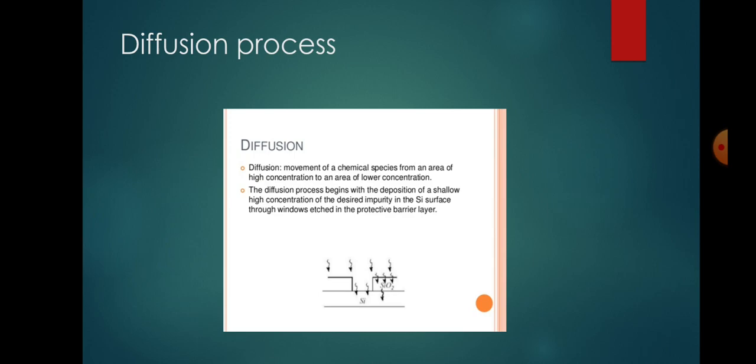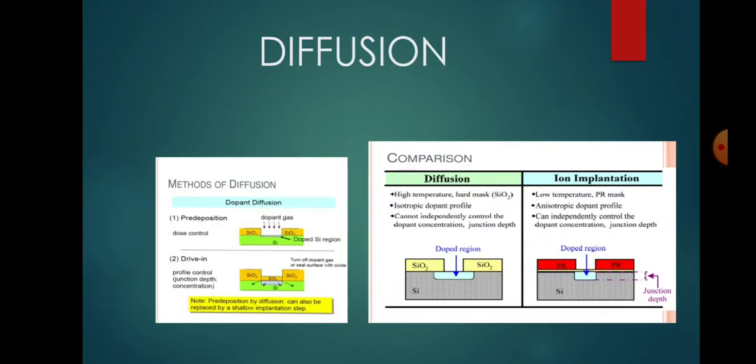The diffusion process begins with the deposition of a shallow high concentration of the desired impurity in the silicon surface through windows etched in the protective barrier layer. The different methods of diffusion are discussed over here. In the pre-deposition, we have the dopant in the window, so this creates a high concentration region, and then we have a drive-in that is followed by a high temperature method.